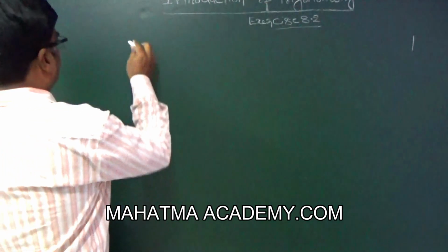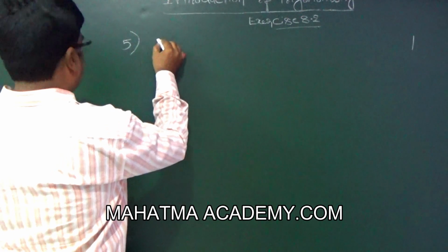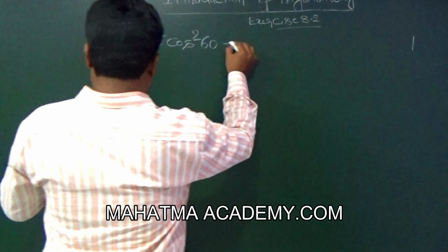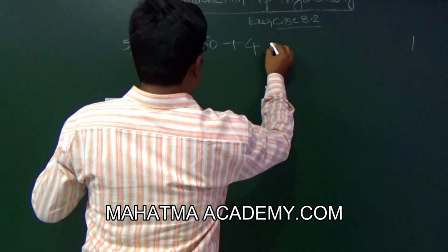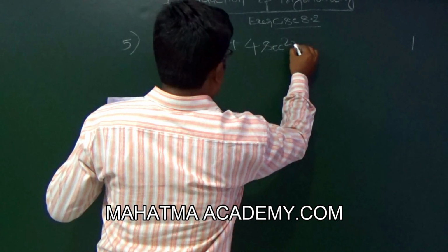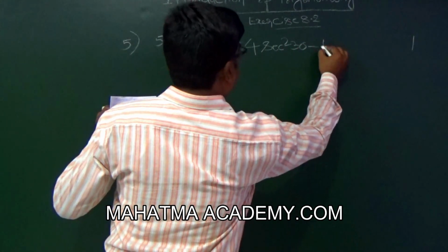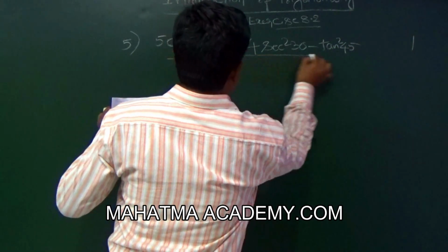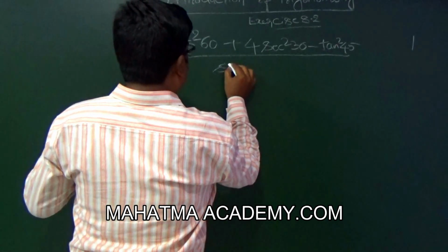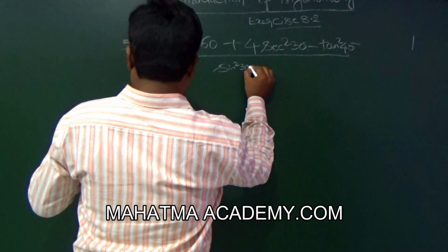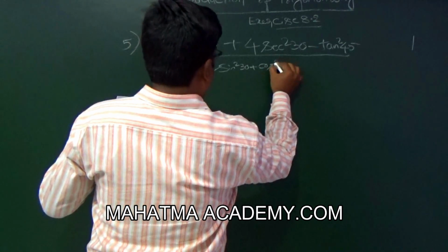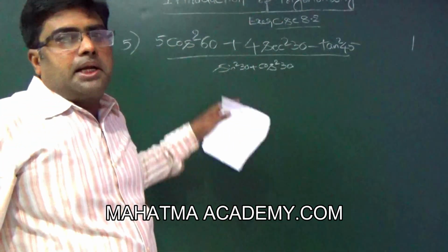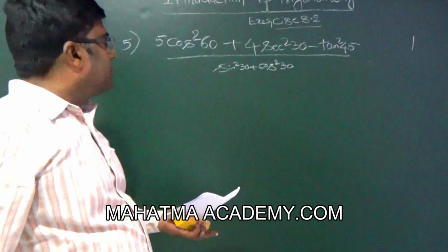Next, fifth problem. 5 cos square 60 plus 4 secant square 30 minus tan square 45 upon sin square 30 plus cos square 30. Just substitute these values and we will get the result. This is a simple problem.